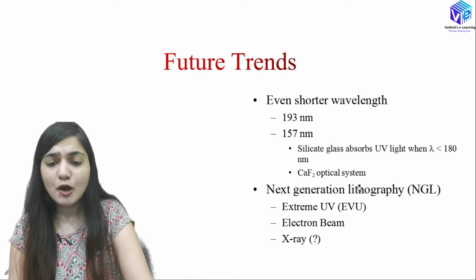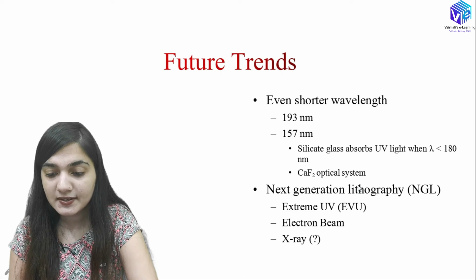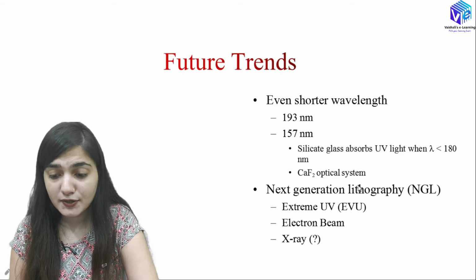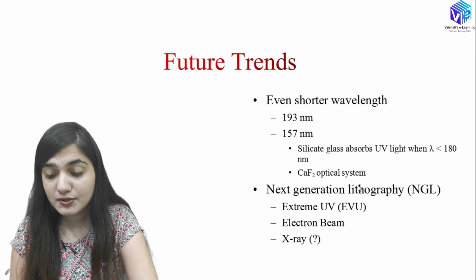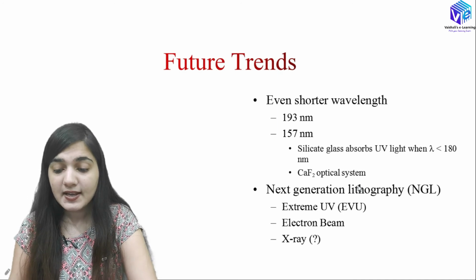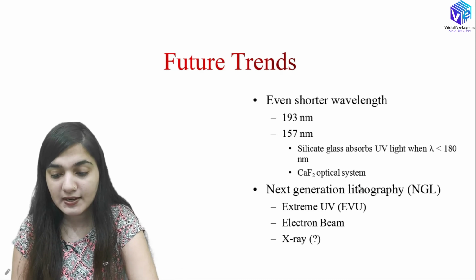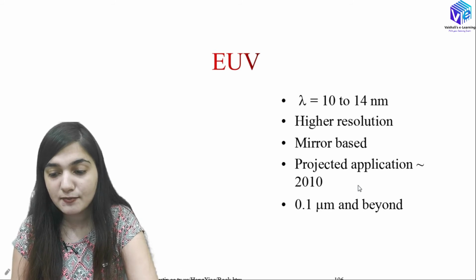It is same. Now coming to the future trends, we are moving towards even shorter wavelengths, which are 193 nanometer, 157 nanometer. When we are moving towards the shorter wavelengths, silicate glass absorbs UV light when lambda is lesser than 180 nanometer. So now we are using the CaF2 optical system. In the next generation lithography, as I have already told you, we can use the extreme UV, EUV, electron beam, UV and X-ray. Coming to the extreme UV, here we have lambda to be 10 to 14 nanometer. If the lambda is small, resolution will be higher.